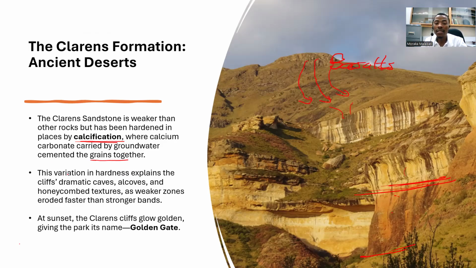This variation in hardness explains the cliff's dramatic caves, coves, and honeycomb textures, as weak zones erode faster than the stronger bands. I've explained this part: the soft, massive sandstone was softer and eroded easily, unlike the coarse-grained resistant sandstone at the top. That's why we have caves: the middle portion keeps on being eroded while the top part keeps on being resistant, and that's why it's flat.